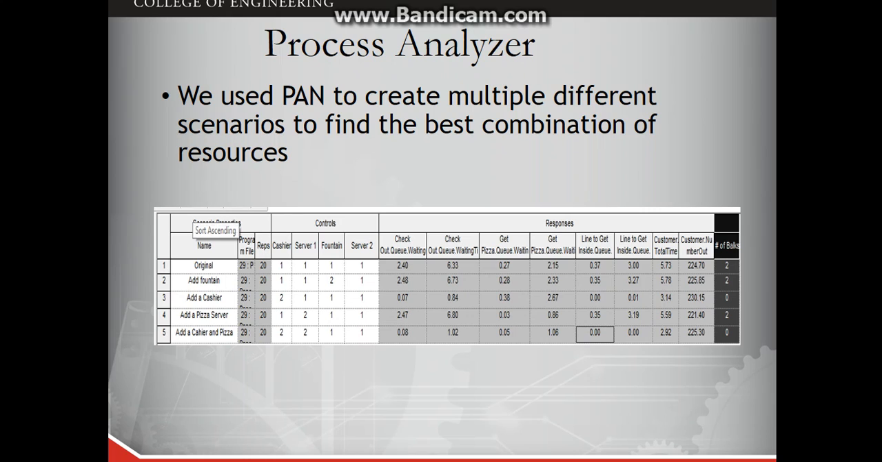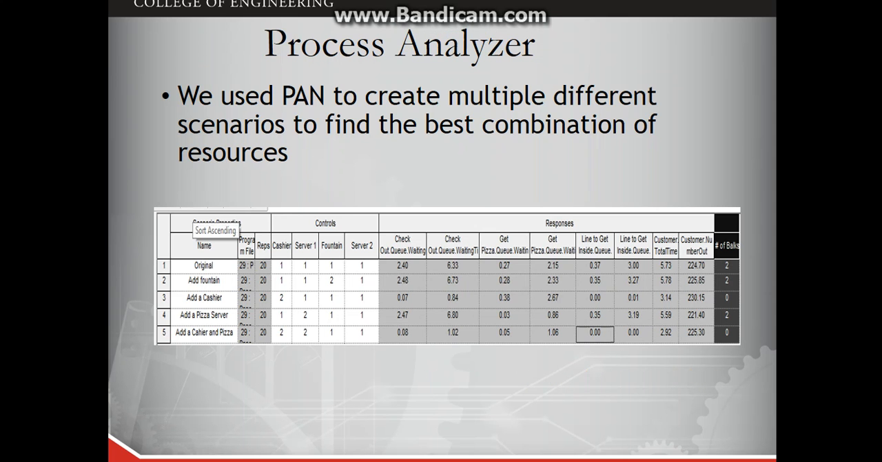On this slide, you can see the results which we got using Process Analyzer. As you can see, we created 5 different scenarios, including the original one. We have one scenario where we added a fountain, one scenario where we added a cashier, the next one where we added a pizza server, and the last one where we added 2 resources, one cashier and one pizza server. We focus on the following responses: average total time in the system spent by an entity, and average and maximum time spent in the queues to get inside, to get pizza, and to go to the cashier. The number of customers and the number of total people served are our focus as well.